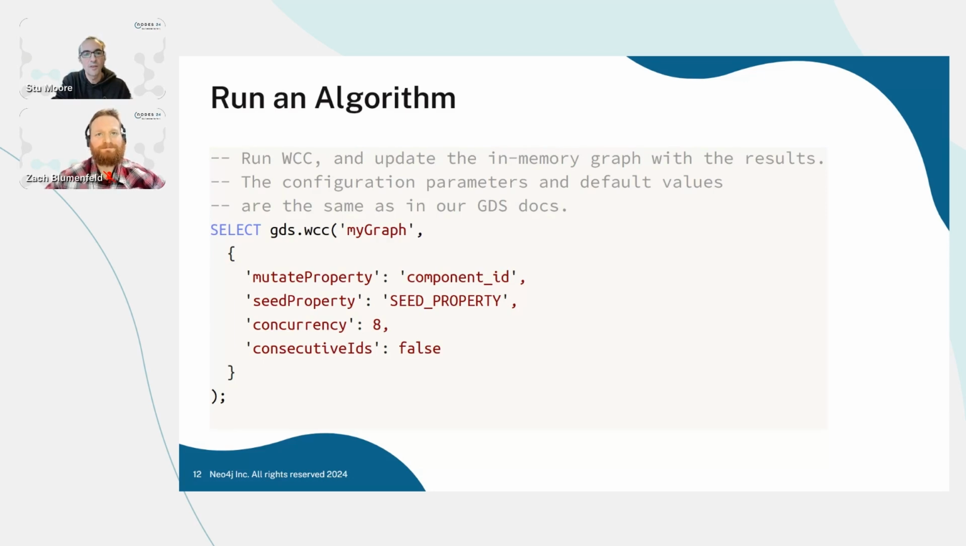Then to run the algorithm, and here we're showing an example of weakly connected components. Zach will be showing some others later. You specify the component ID, the property you want to change within the graph. You can specify the concurrency level, the number of vCPUs you're using. If you don't specify that, it will default to 4.